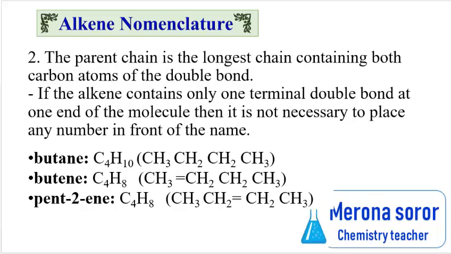Step number 2. The parent chain is the longest chain containing both carbon atoms of the double bond. If the alkene contains only one terminal double bond at one end of the molecule, then it is not necessary to place any number in front of the name. Butane, C4H10. There is only one double bond at this terminal, so we don't have to place any number in front of the name. In this case, the double bond is at carbon number 2, so the name will be but-2-ene.